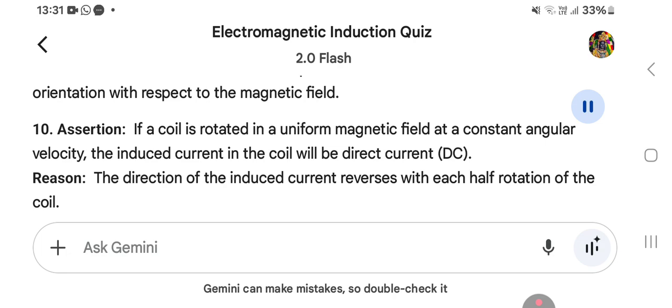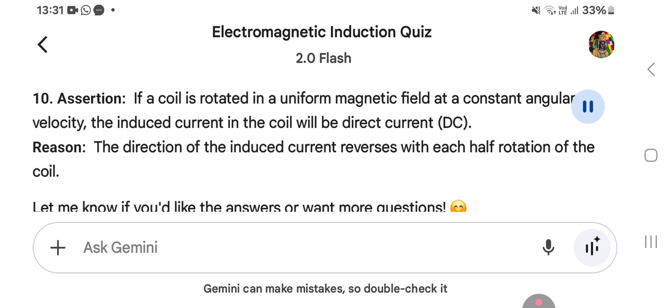10. Assertion: If a coil is rotated in a uniform magnetic field at a constant angular velocity, the induced current in the coil will be direct current, DC. Reason: The direction of the induced current reverses with each half rotation of the coil.